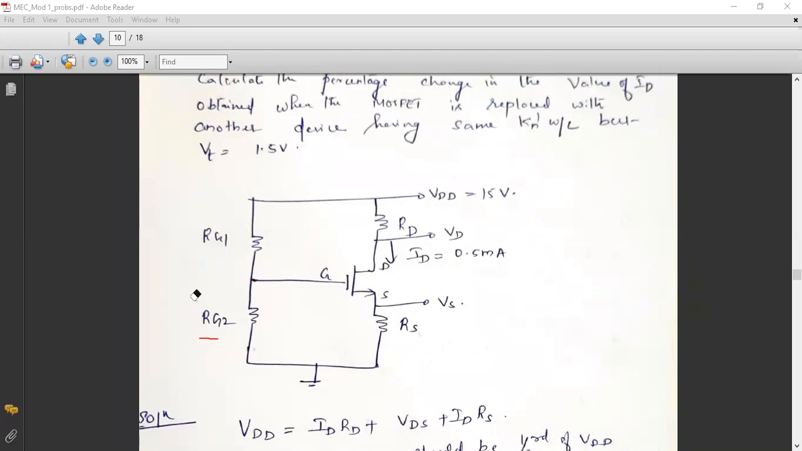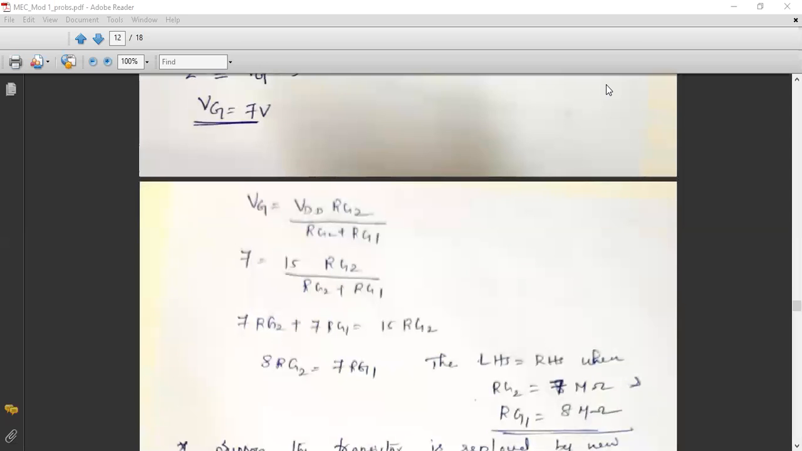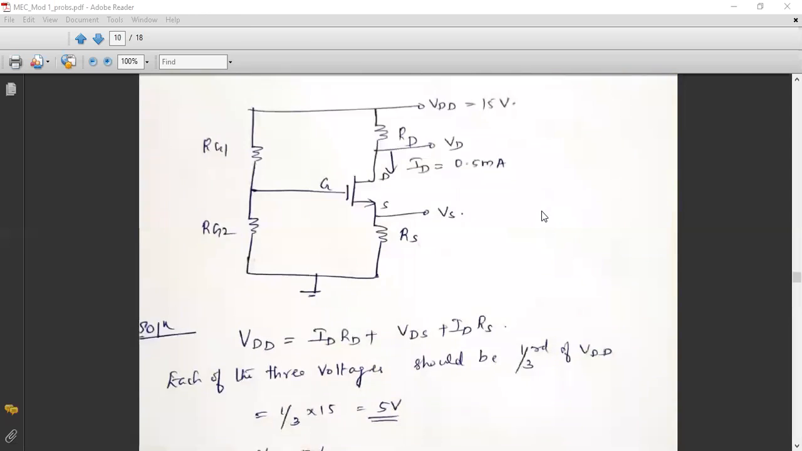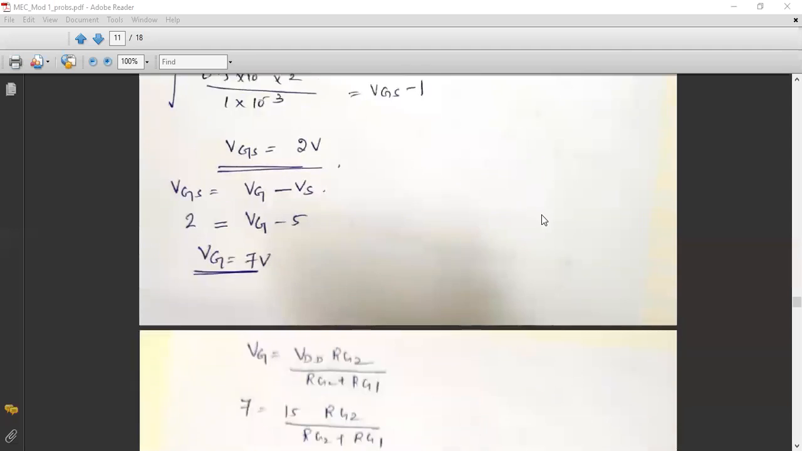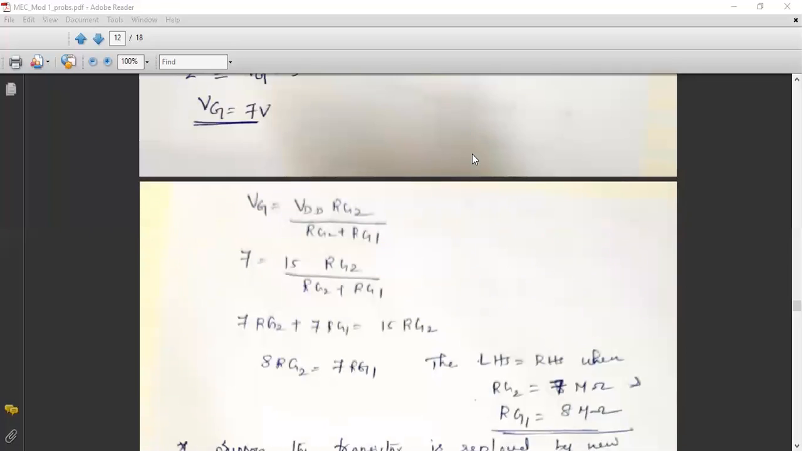Cross multiply it. So 7 is equal to VDD, which is 15 volt, right? Yes, VDD is 15 volt. So 7 is equal to 15 into RG2 divided by RG1 plus RG2. Cross multiply it and simplify. After simplifying, you will get an equation like 8 RG2 is equal to 7 RG1. Everyone has got this or not? 8 RG2 is equal to 7 RG1.